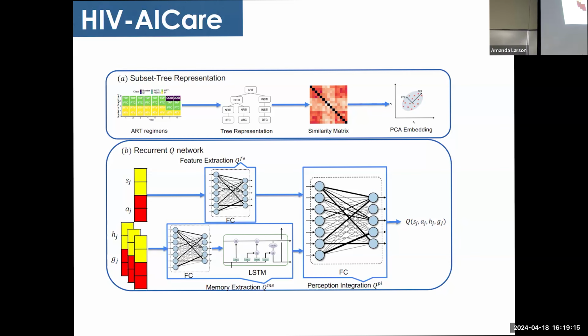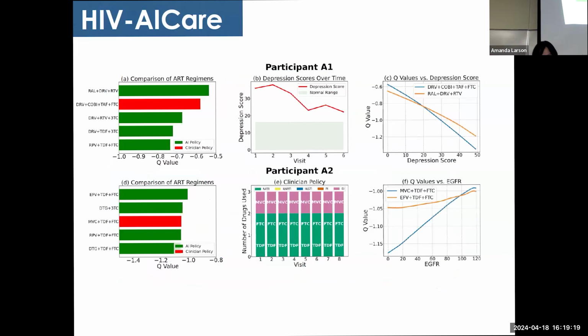Okay. So here is the structure of the method. Let me quickly show you the results. Here we randomly selected 2 patients to see their data. Here we output the top 5 regimens. We don't want to just put the top 1 because the clinician also wants some flexibility, so we give them top 5 choices.